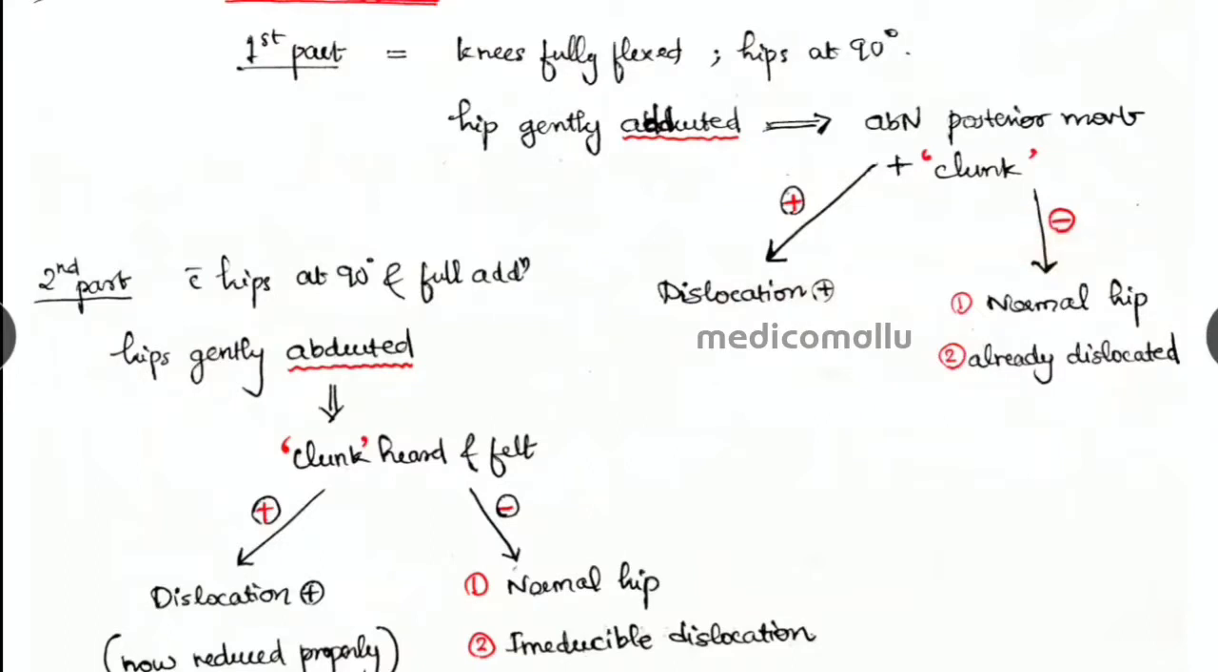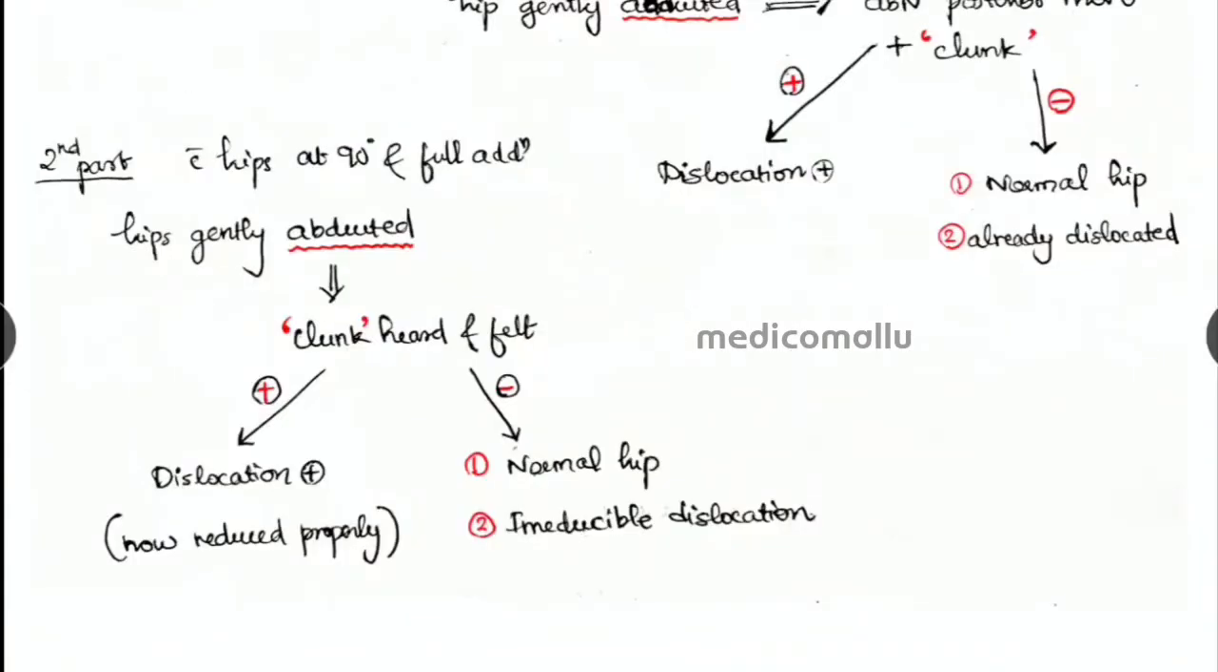If it is not heard, there are two possibilities. Either it is a normal hip or the hip is already dislocated. In the second part of Barlow's test, with the hips at 90 degrees and full adduction, the hips are gently abducted.